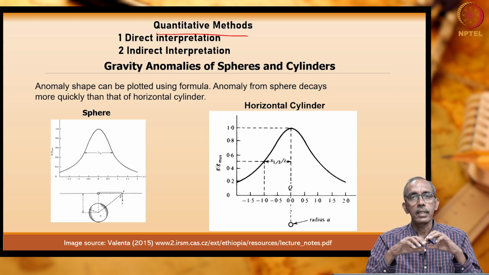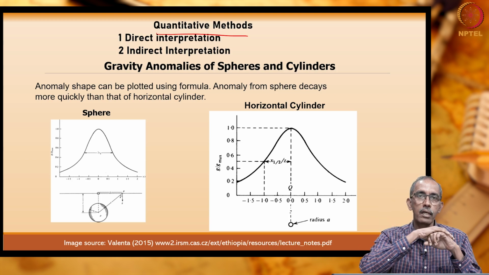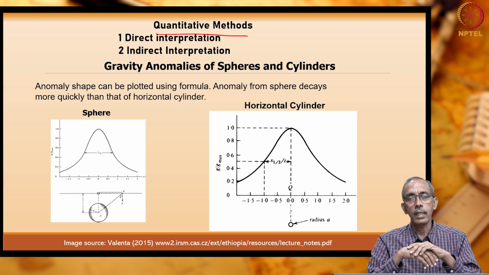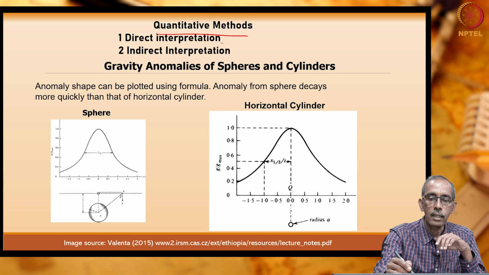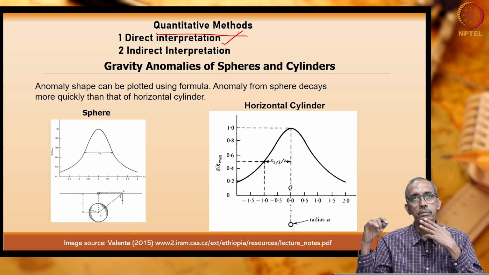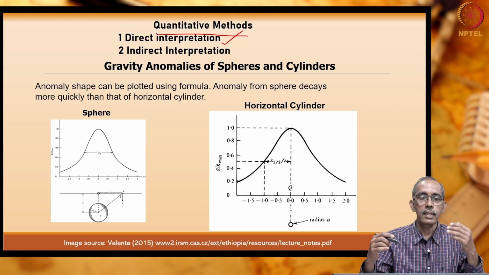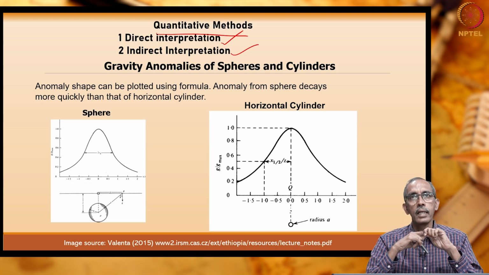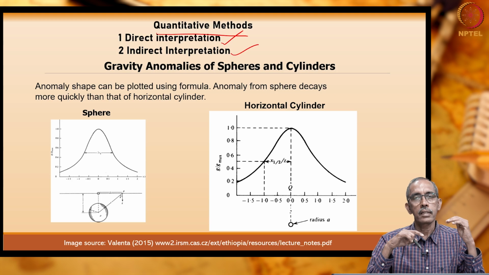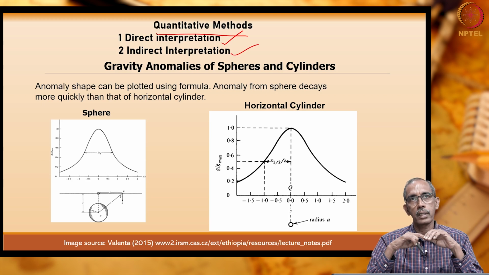We can try to understand what is the shape, what is its approximate size, at what depth it is located from the surface of the earth. So, if we are going to do something like that, then the interpretation is known as direct interpretation, right. Then the second method of interpretation is known as indirect interpretation, right. First, let us have a look into direct interpretation.